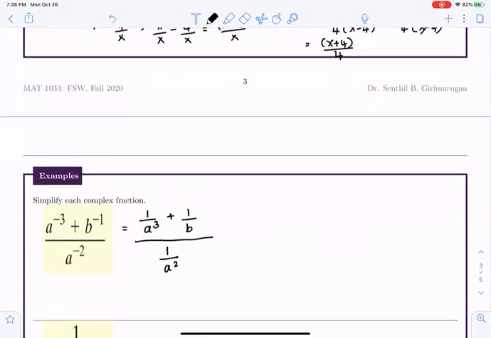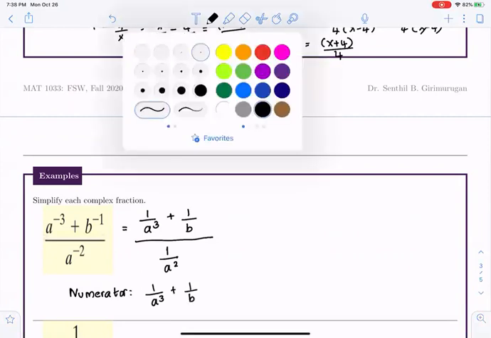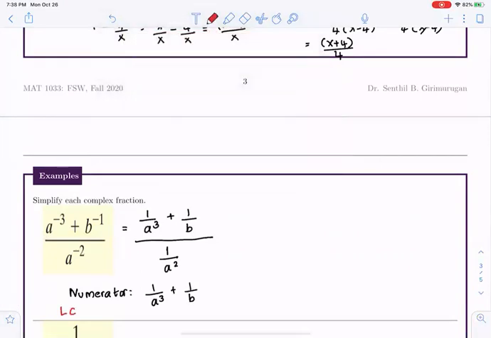So the denominator part is easy. The numerator, we need to find the LCD. So we have 1 over a cubed plus 1 over b. The LCD is a cubed times b because there is nothing in common.